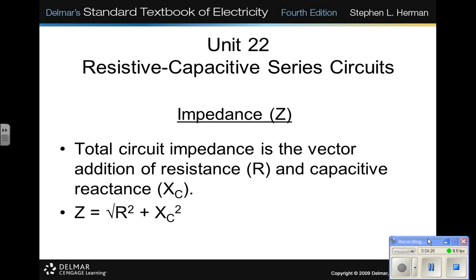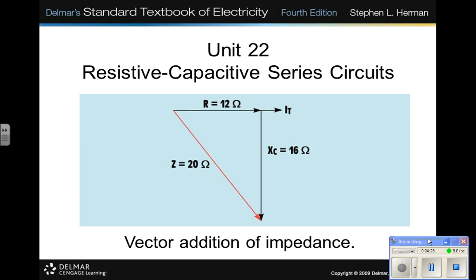There we go. Fighting with the thing. Okay, now here we have the typical triangle for capacitive things. Before we move on, though, I want to write this down.